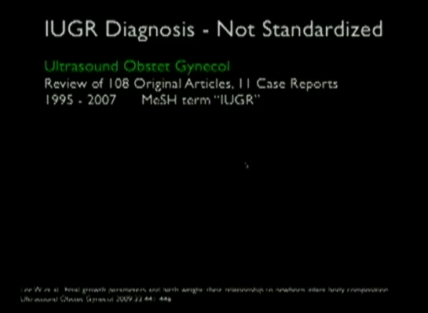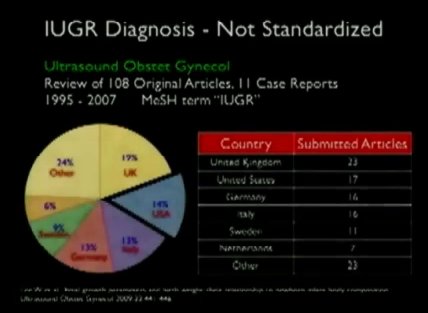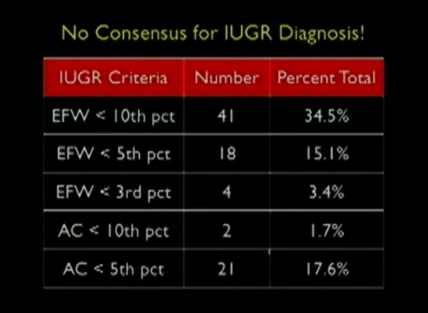The fact of the matter is that the diagnosis of intrauterine growth restriction is not standardized. There was a recent review of 108 original articles and 11 case reports that were submitted to our white journal, the Journal of Ultrasound in Obstetrics and Gynecology, between 1995 and 2007 using the MeSH term IUGR. You can see from this graph that many of the articles came from the United Kingdom, United States, Germany, Italy, Sweden, and Netherlands, in the proportions seen in this pie chart. But we found no consensus for the IUGR diagnosis.